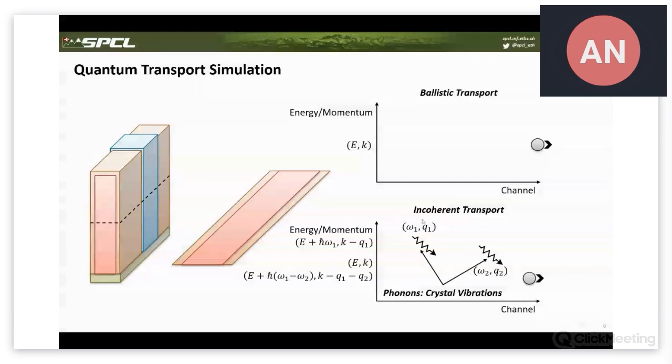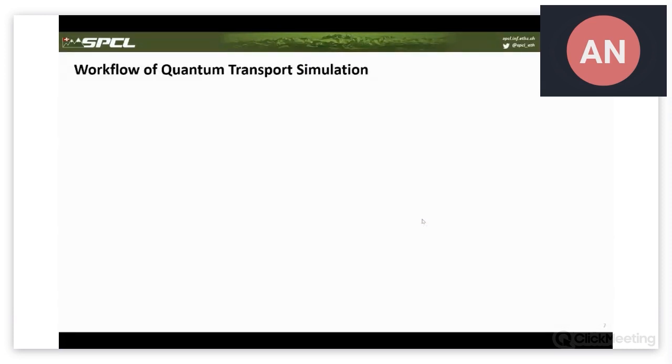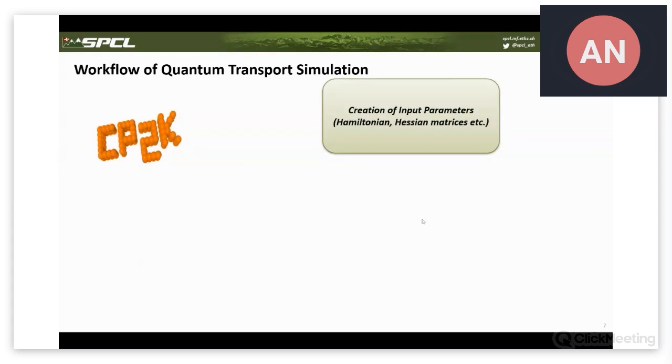So, okay, how can we do a quantum transport simulation? What is the workflow? We start with a density functional theory application. To be specific, for this work it was CP2K that was used. And we create the input parameters. These are Hamiltonian and Hessian matrices.